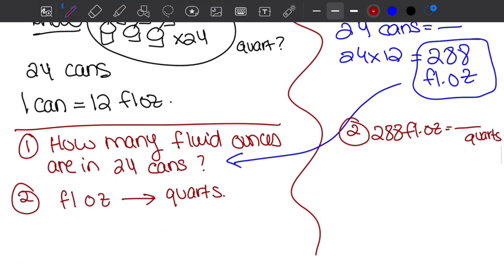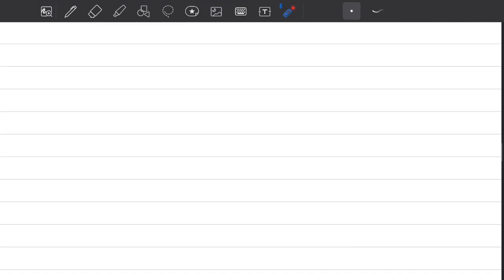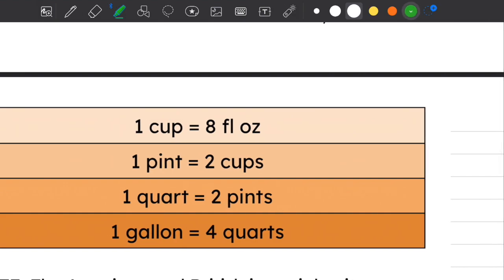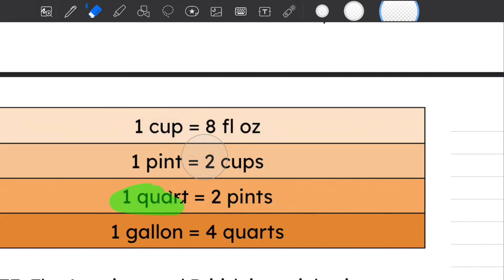So let's look at our conversion factors. We want a conversion factor that relates fluid ounces to quarts. Okay, here we go. Fluid ounces is right here, and quarts is right here. So I need to get from here to here. So again, the long way would be convert this to cups, and then from cups convert it to pints, and then from pints convert it to quarts. Nothing wrong with that. Okay, it's mistake proof. You can do it. There's nothing wrong with it. However, what I'm going to do is I'm going to do it by combining the conversion factors.